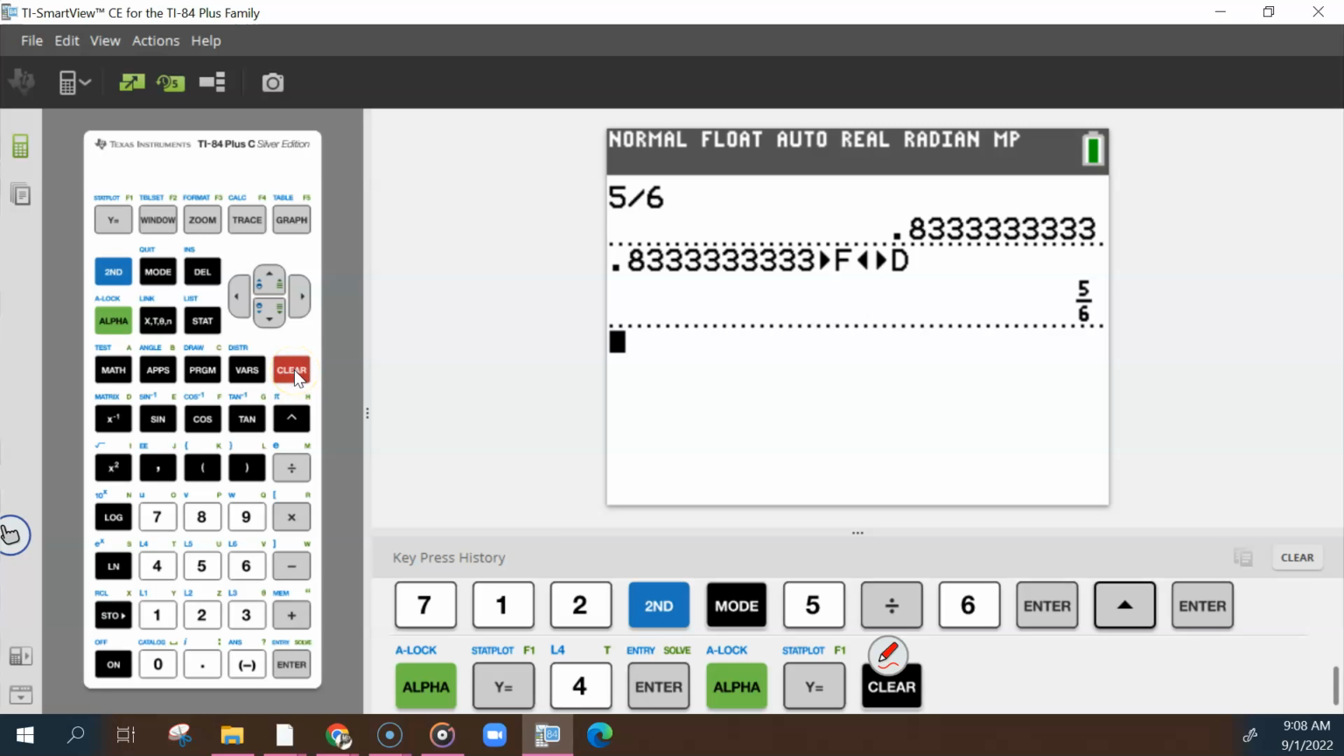Some other important things. Anytime we need a negative, make sure you're using this button at the bottom, not your minus. Let me rephrase: if there's a negative that comes first, you're going to use this. But if there's a minus somewhere in the problem, then you would use minus.